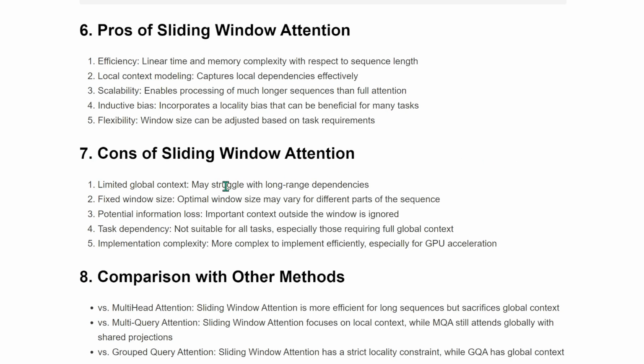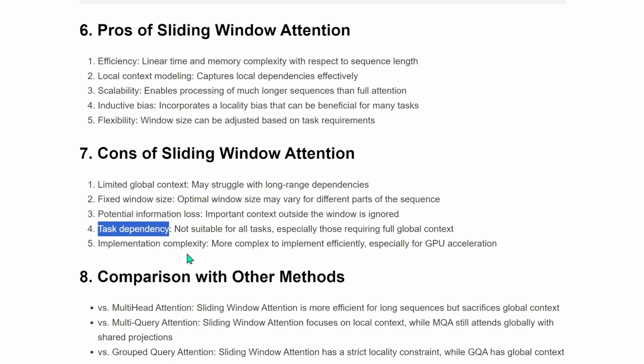Fixed window size: how can I say, the last 100 tokens is the correct window? The optimal window size will differ for each sequence, and different parts of the sequence also come into the picture. So fixed window size is another issue. There is a potential for information loss, and this is not suitable for every task. For example, for summarization, it is better to have attention over the whole context rather than a window. So task dependency is an issue, but it is an underrated issue. We won't consider this a lot.